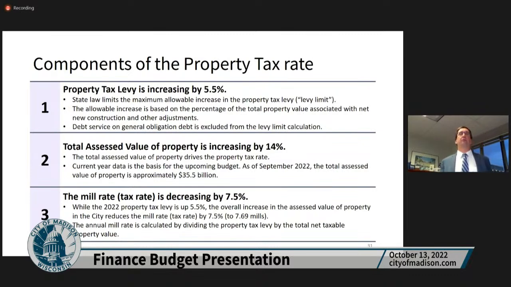The mill rate, so that tax rate, which is the property tax levy amount divided by that assessed value, is actually decreasing because the levy is going up about 5.5%, but the value is going up 14%. So we get a decrease in the mill rate of about 7.5% to a rate of 7.69 mills, or if you express that in percentage, about 0.77% as a tax rate. So that's the tax rate calculation. That's what will be combined with tax rates of the other taxing jurisdictions in the city, and we'll touch on what those are in a couple of slides, and that will then result in the tax bill for each individual parcel in the city.